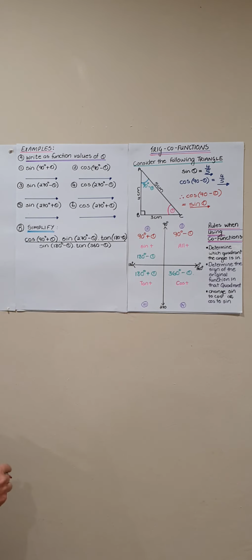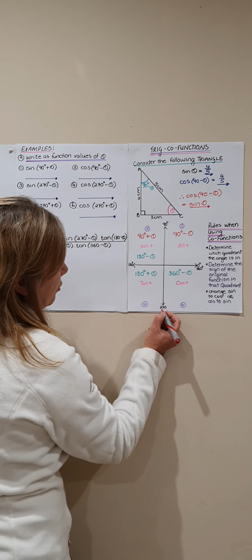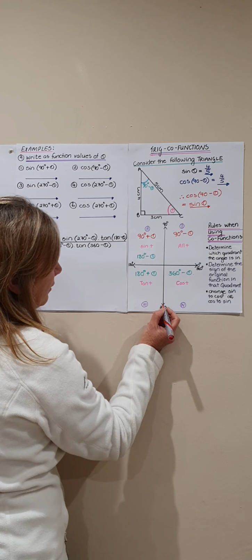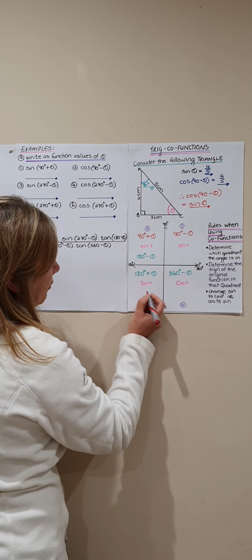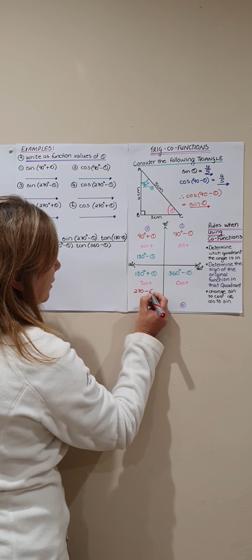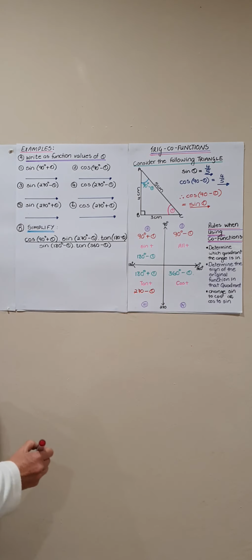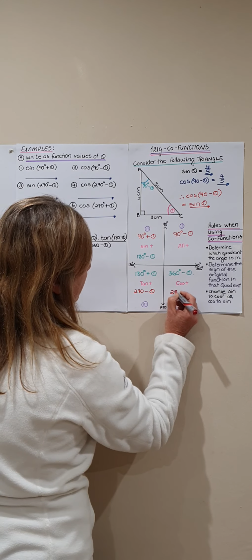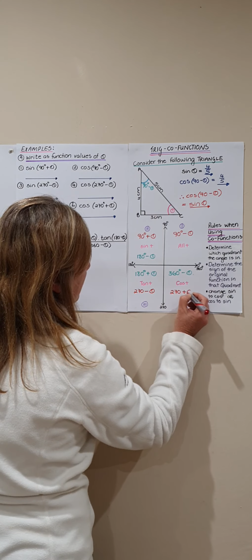In the third quadrant, we're going to use 270, and now we're going in the wrong direction, so it's going to be 270 degrees minus theta. And last of all, in the fourth quadrant, it is going to be 270 degrees plus theta.